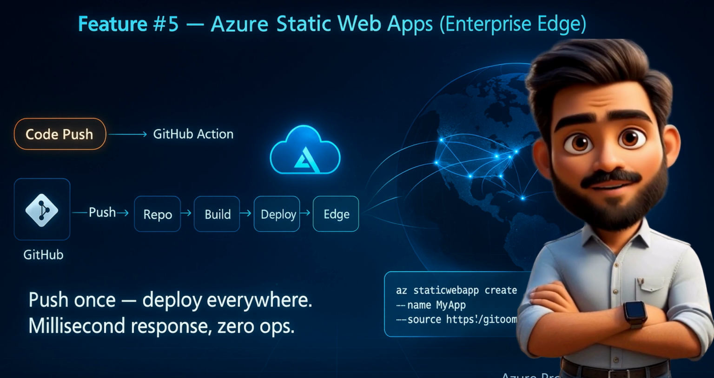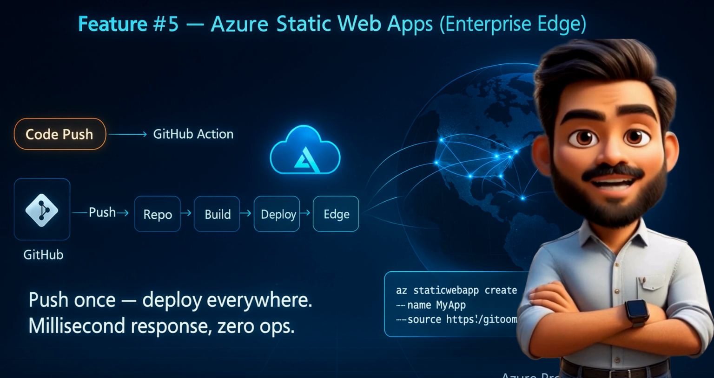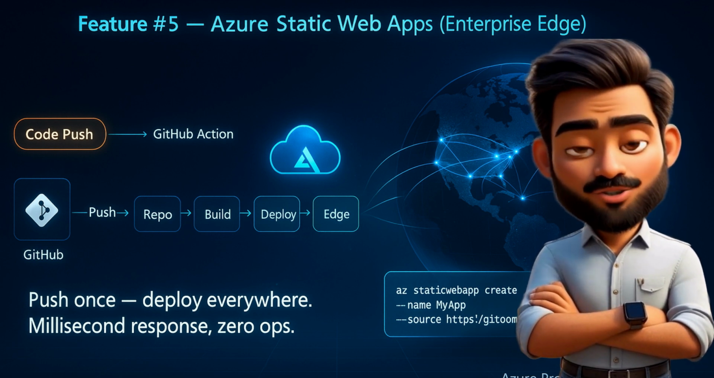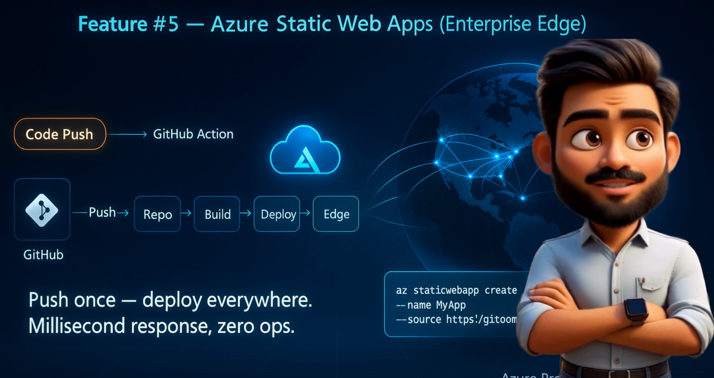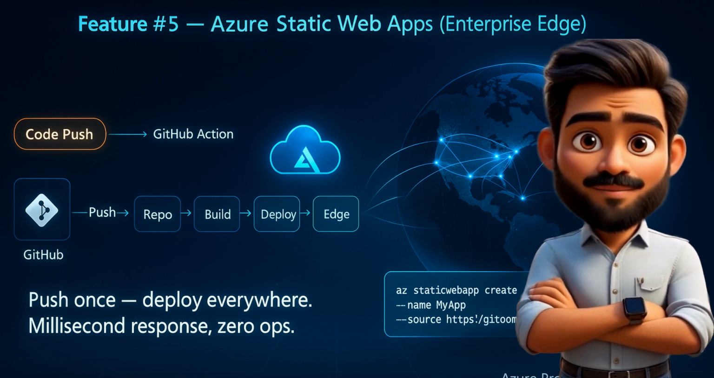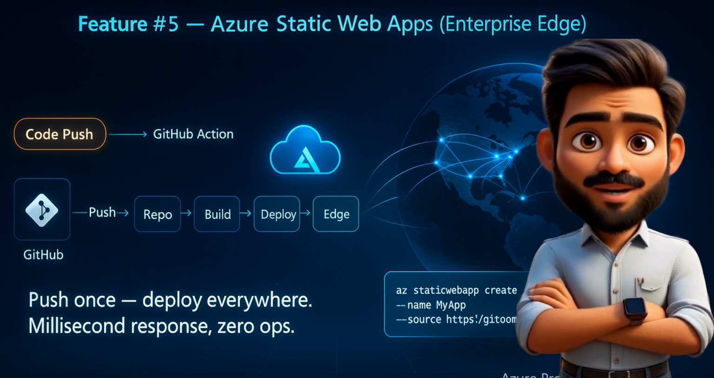Feature number 5, Azure Static Web Apps Enterprise Edge. Globally distributed static front ends with dynamic APIs with zero ops. Push code, it replicates across edge locations for millisecond response. Integrate with Azure Functions, API management, etc. You skip managing CDN, caching, scaling. When traffic spikes, it just works, saving you maintenance time.